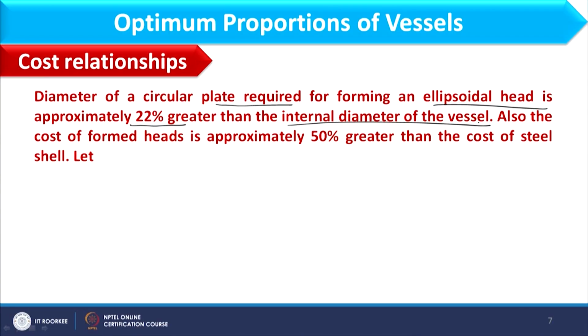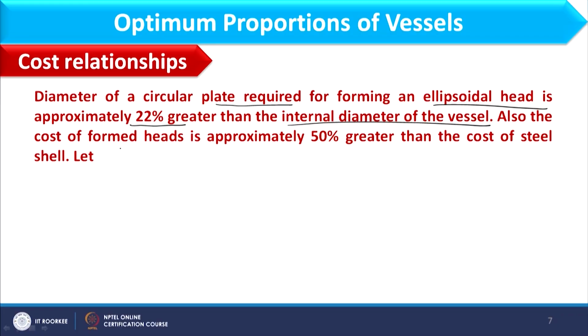So if you remember the lecture on design of heads, there we discussed the blank diameter. What is that blank diameter? Blank diameter is the diameter of the plate through which formed heads are made. So this 22% extra to the shell diameter we are considering as blank diameter. And also the cost of formed heads is approximately 50% greater than the cost of steel shell.